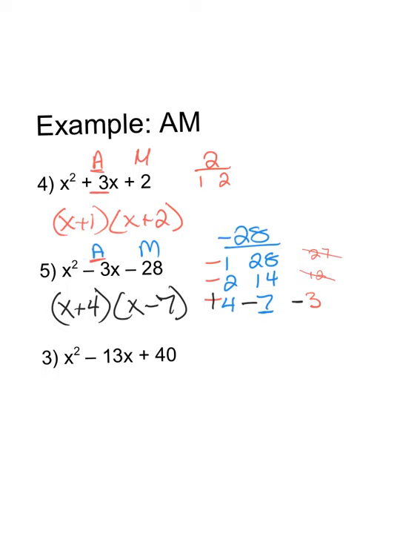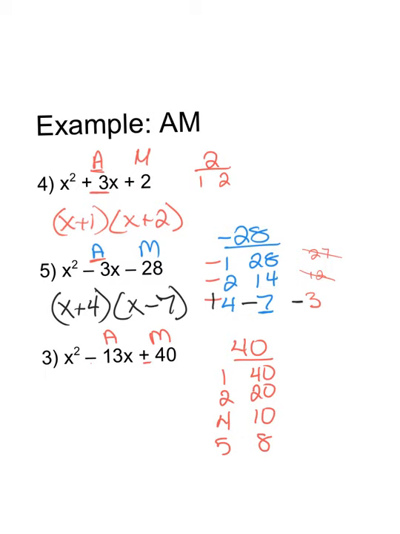If we look at the last one, again, we're factoring by the AM method. I'm looking for factors of positive 40 that add to negative 13. So I can list them. 1 and 40, 2 and 20. 3 does not go into 40. 4 and 10. 5 and 8. 6 does not go into 40. 7 does not go into 40. 8 is already on my list.